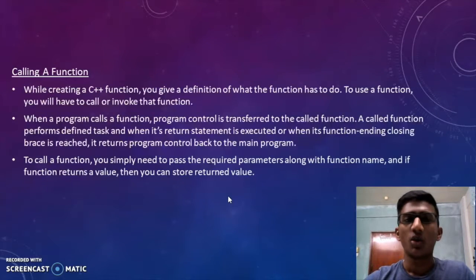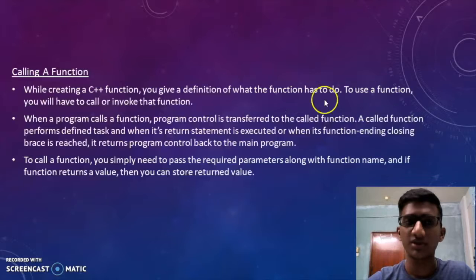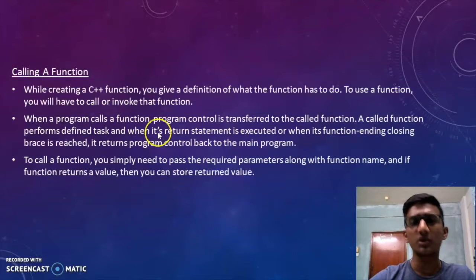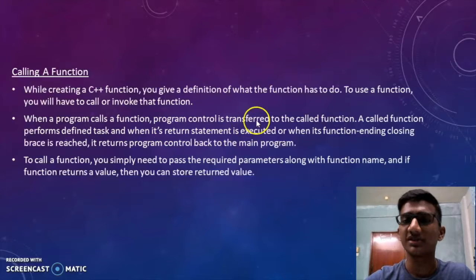Calling a function. While creating a C++ function, you give a definition of what the function has to do. To use a function, you will have to call or invoke that function. When a program calls a function, program control is transferred to the called function. The called function performs the defined task, and when its return statement is executed or when its function-ending closing brace is reached, it returns program control back to the main program.